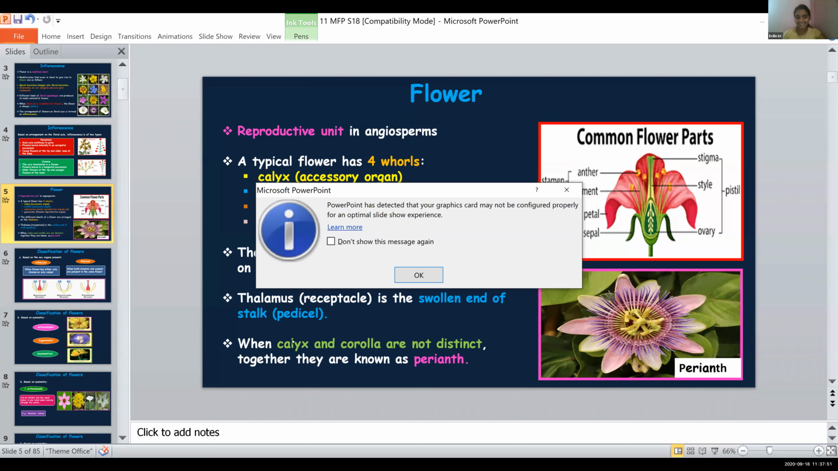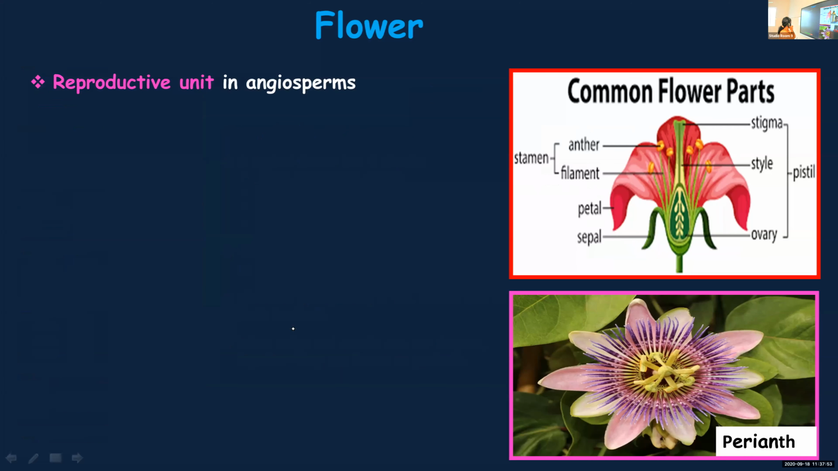So this is what we saw in the last slide. Flower is a reproductive part of angiosperms. Angiosperms are the flowering plants. Hope you are remembering about the classification between angiosperms and gymnosperms. And you know angiosperms are the flowering plants. So flower is a reproductive unit or reproductive part of the angiosperm.